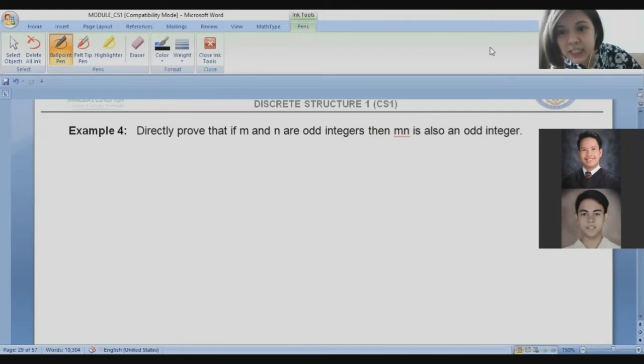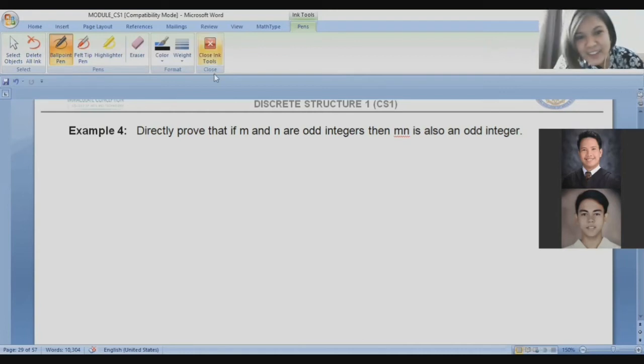Example, 1 saka 3. O, di ba parehas odd yun? O, i-times nyo. 1 times 3, 3. Another odd integer. Example, 11 saka 9. Di ba? Yung 9 odd. Example, yung 9 M. Tapos yung 11 N. O, pag tinimes mo daw yun, odd din. So, 11 times 9, 99. Odd din. Eh, kaso hindi nga tayo numbers, variables.